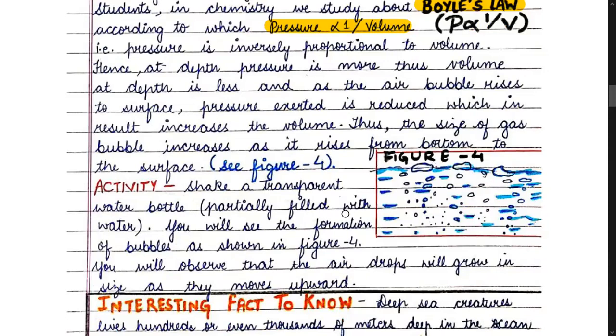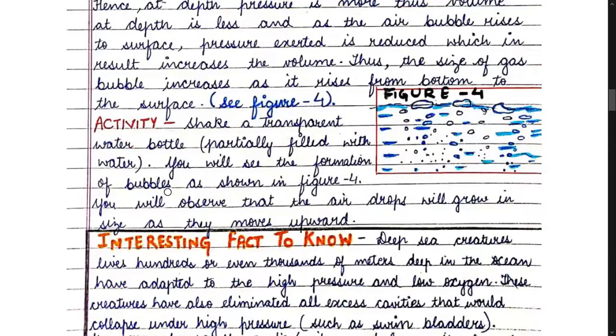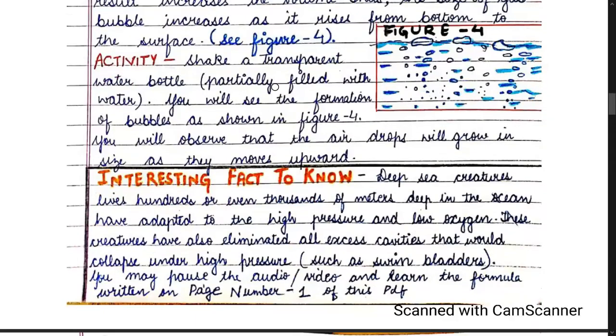the surface. You can see this in cold drink bottles also, where a small bubble is formed at the base and a bigger bubble can be seen at the surface. For this, children, you can shake a transparent water bottle partially filled with water. You will see the formation of bubbles as shown in figure 4, and you will observe that air drops grow in size as they move upward.